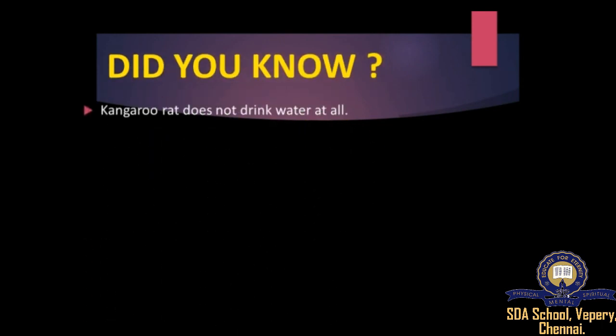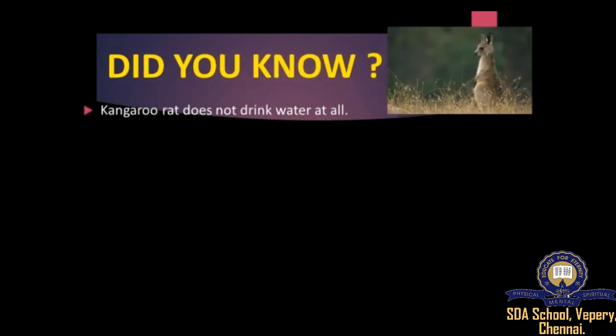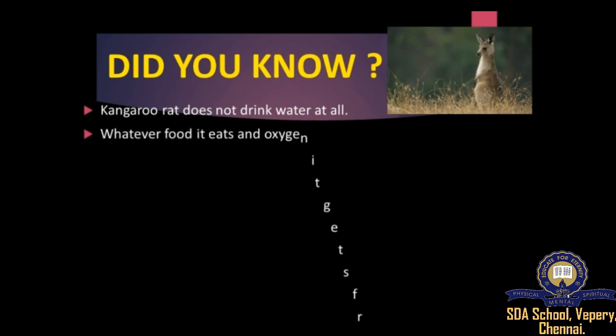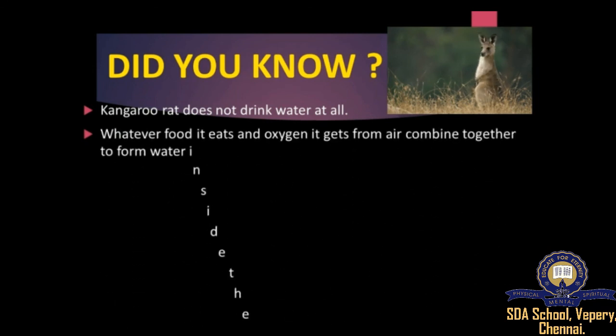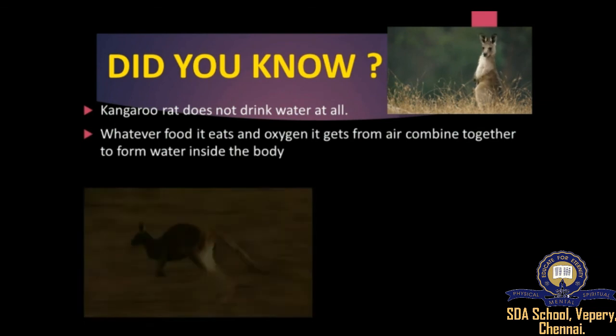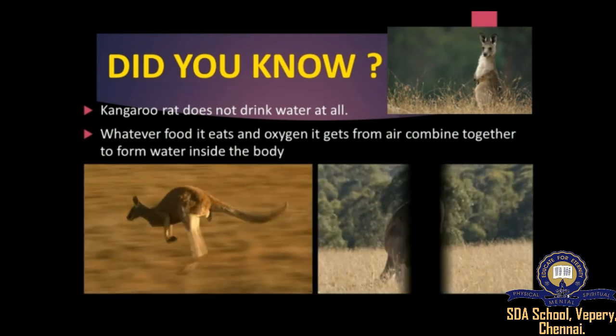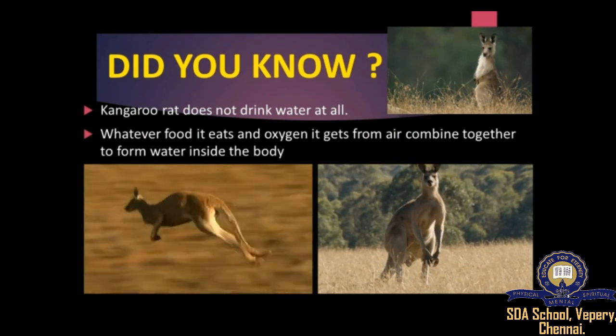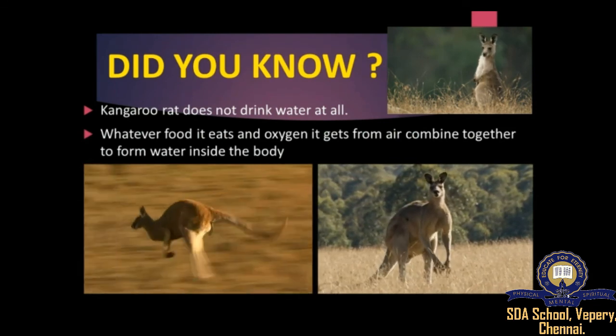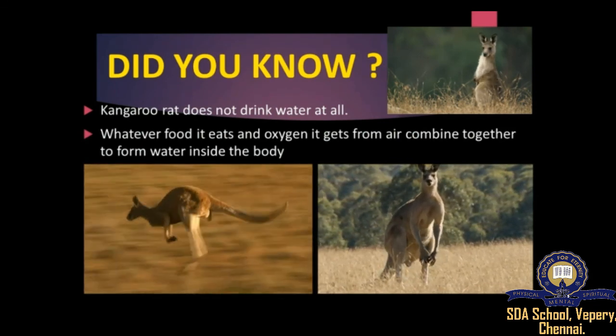Okay, and next we moved on to the did you know. In did you know we saw about kangaroo. Kangaroo does not drink water at all, right? But whatever food it eats and the oxygen it gets from the air combine together to form water inside the body. Okay, so this is the speciality of a kangaroo.